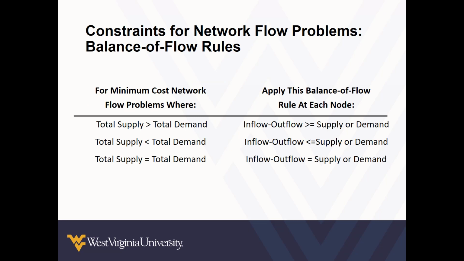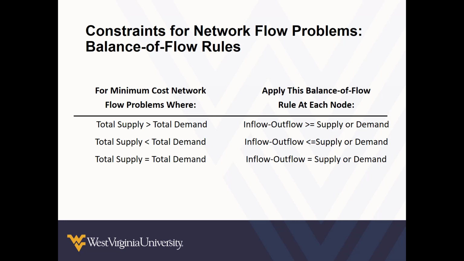So for network flow problems, we have to consider these balance of flow rules. In this scenario, we're working with a minimum cost network, and it's important to determine the relationship between the total supply and the total demand. In some problems, your supply is going to exceed your demand. In others, your supply may be less than your demand. And then in some scenarios, your total supply and your total demand will be equal to each other.